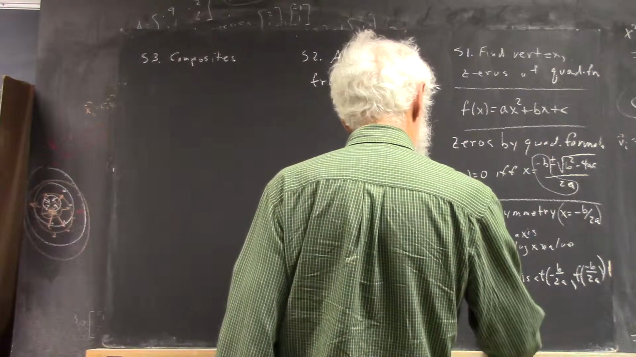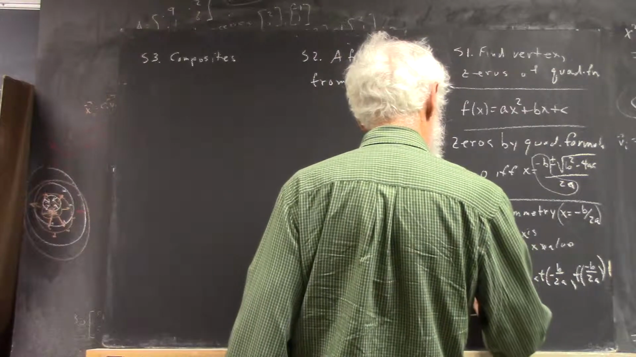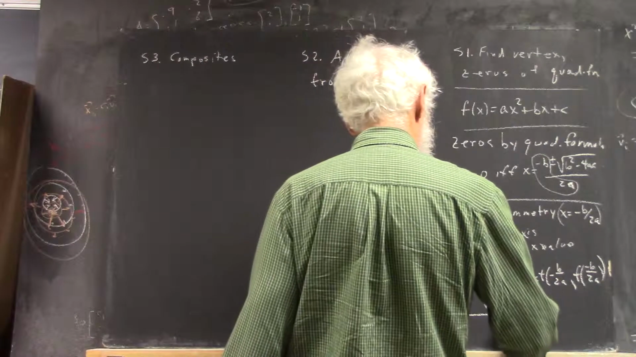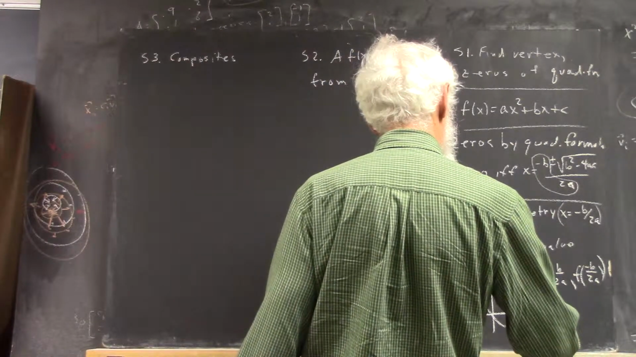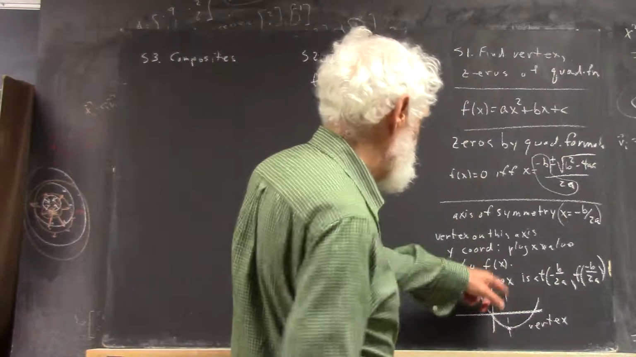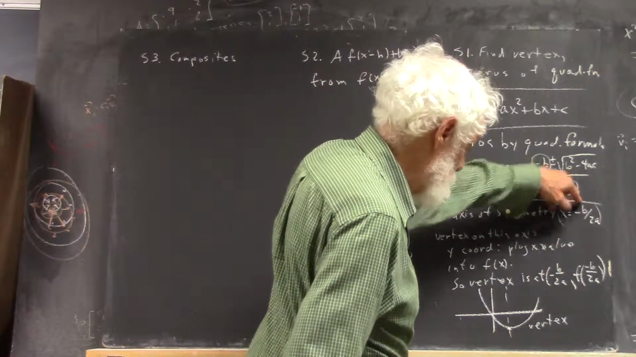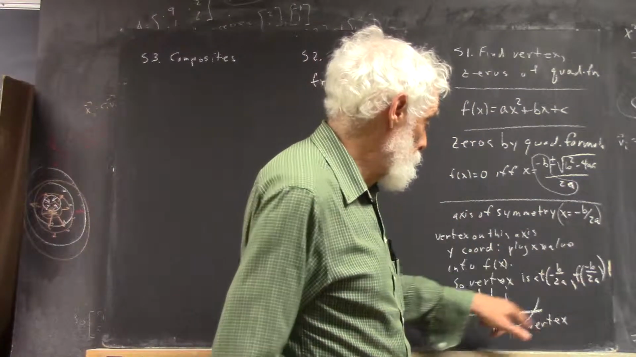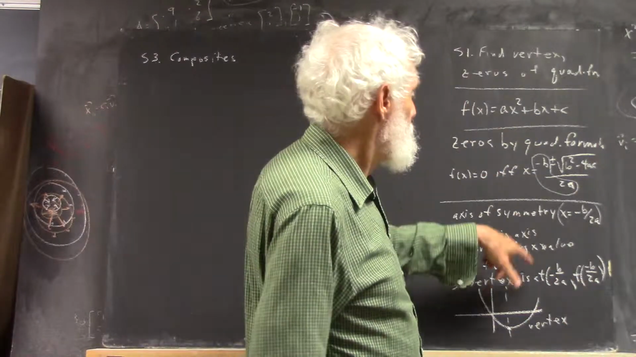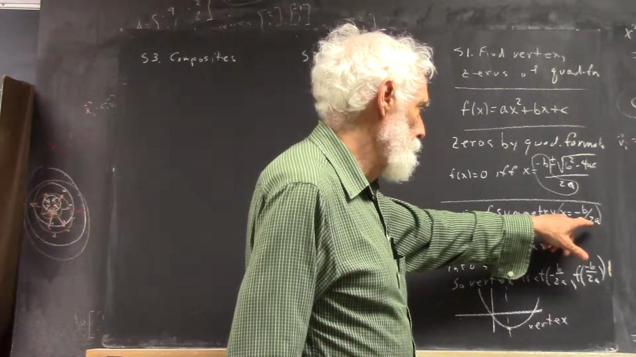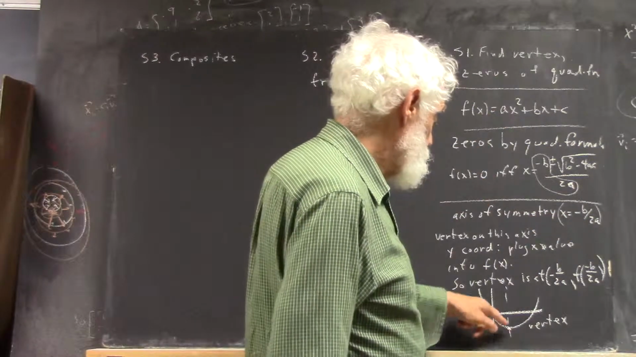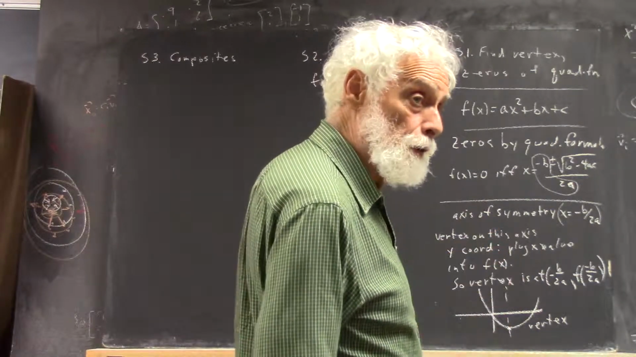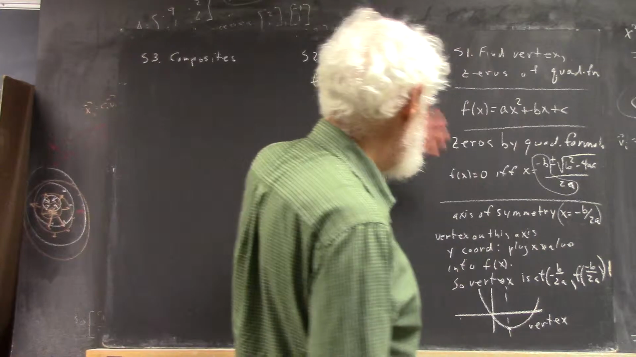And your graph, which you should be pretty familiar with, might well look something like this. You have an axis of symmetry. You have your vertex. The axis of symmetry is x equals negative b over 2a. I'm not going to bother to label it. We've seen it many times. The y-coordinate that you get by plugging this x value into the function is the y-coordinate of this vertex, and the x-coordinate is obviously the x-coordinate of your axis of symmetry.